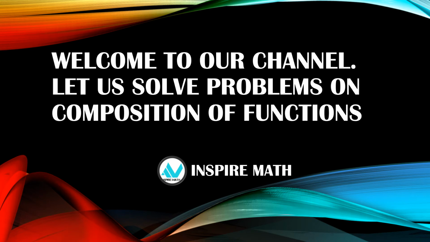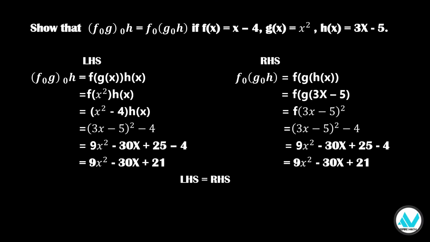In today's video, let us solve problems on composition of functions. The problem: show that (f∘g)∘h equals f∘(g∘h), where f(x) equals x minus 4, g(x) equals x square, and h(x) equals 3x minus 5. Let me take the LHS, that is (f∘g)∘h.